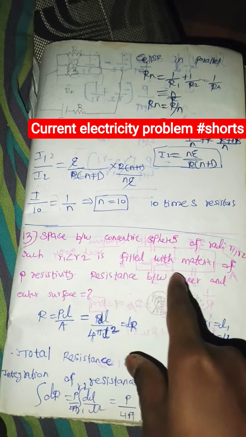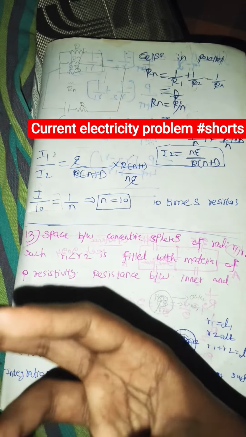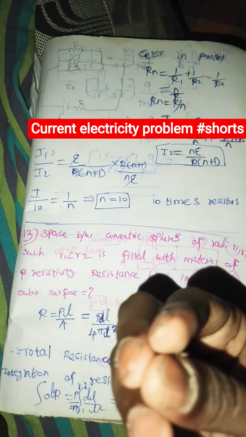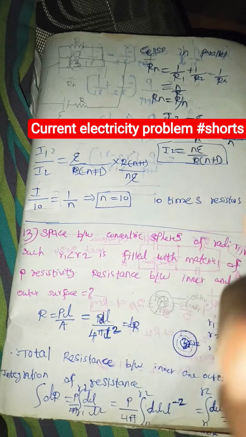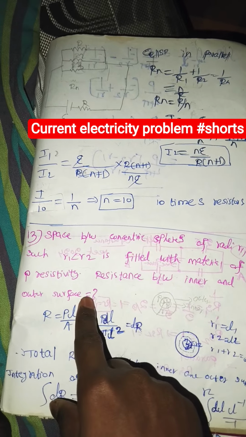is filled with a material of resistivity rho. Find the resistance between the inner and outer surface.